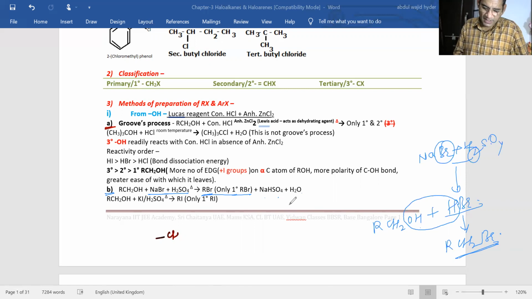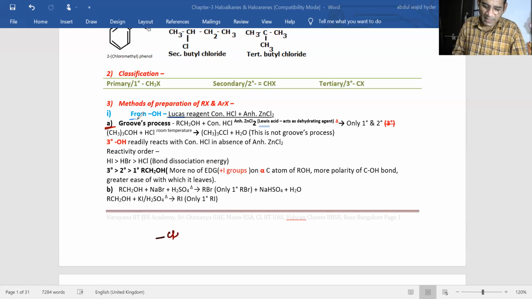If you take KI with H2SO4 on heating, this RCH2OH gets converted into RI, that is for 1 degree haloalkane only. So these two are methods of preparation of haloalkane and haloarene.